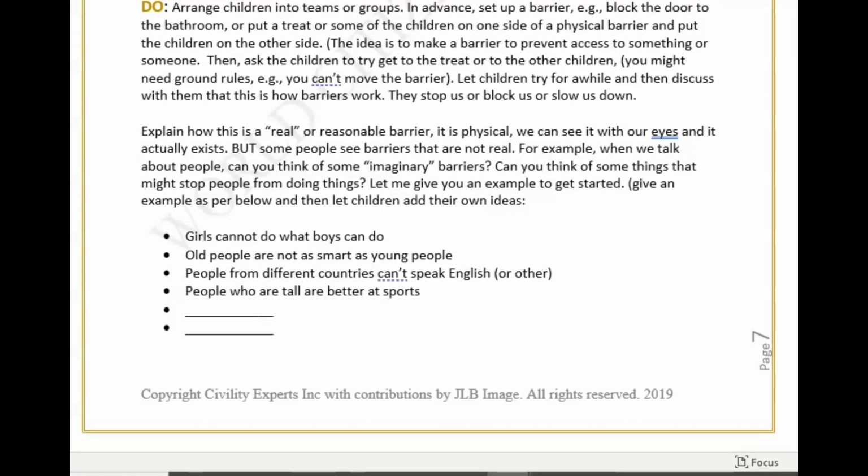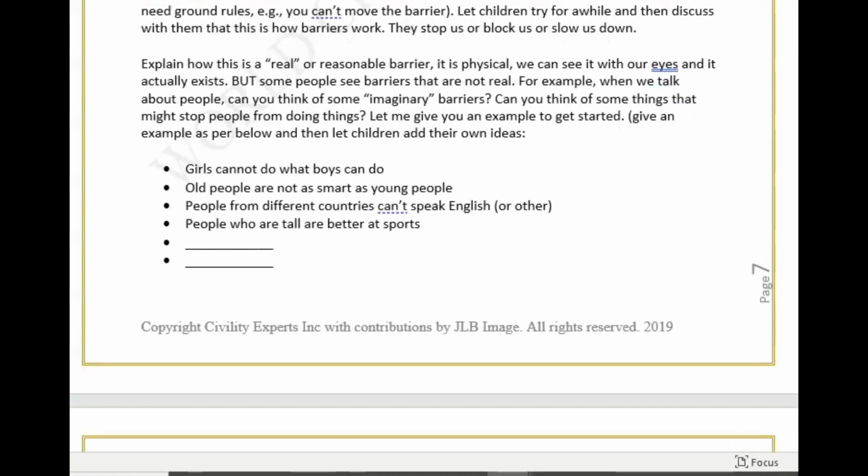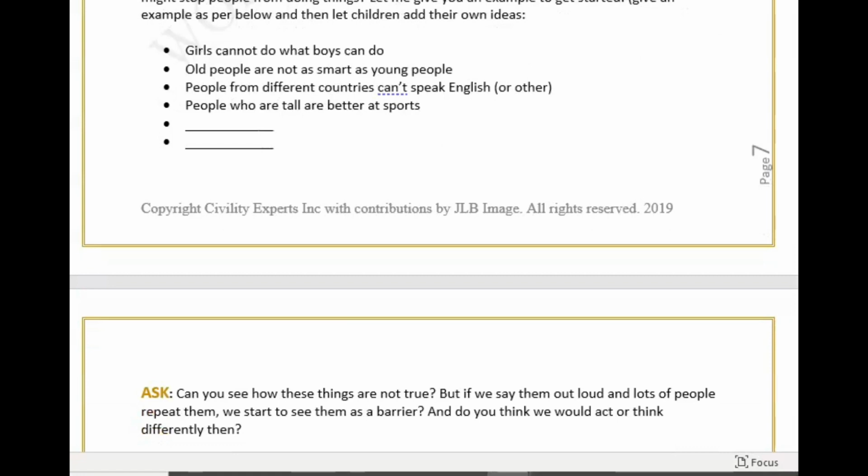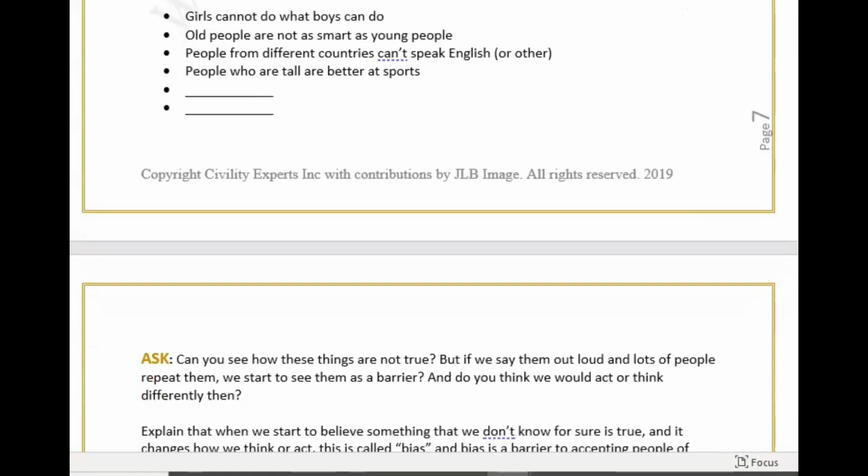One idea of an imaginary barrier is the idea that girls can't do what boys can do. Old people aren't smart like young people, or aren't as fast. So you're going to take some general stereotypes and explain to children that these are sometimes things that we believe that stop us somehow from interacting with each other or working well together. The list can be quite expansive, or it can just be a couple of things, and the older children frequently come up with a lot of things.